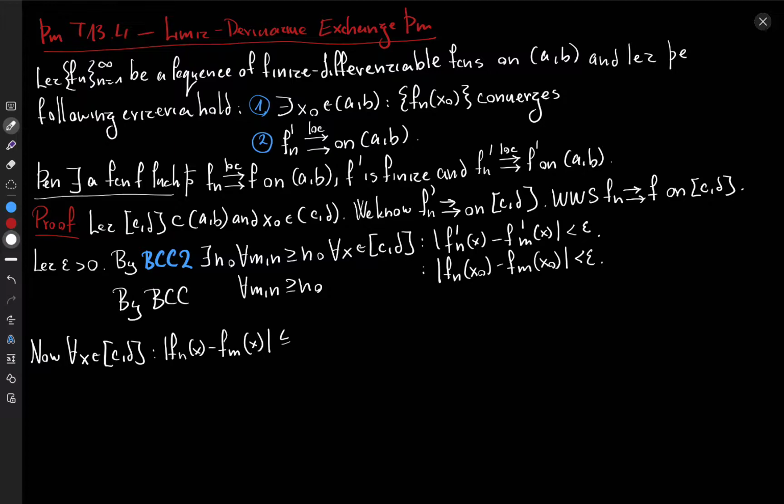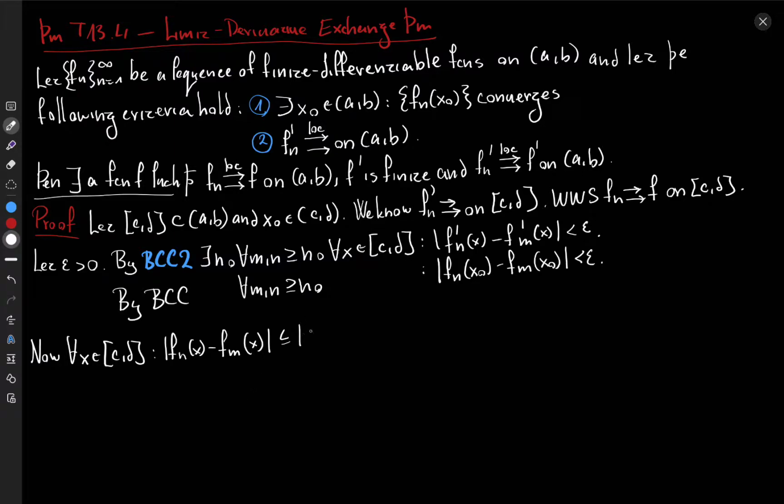And if we manage to show that this is smaller than some epsilon, then we shall know that f_n uniformly converge to f. Well, at least on the closed interval CD, and then by extension locally uniformly converge on the whole AB. We shall divide this bracket in an unusual way.